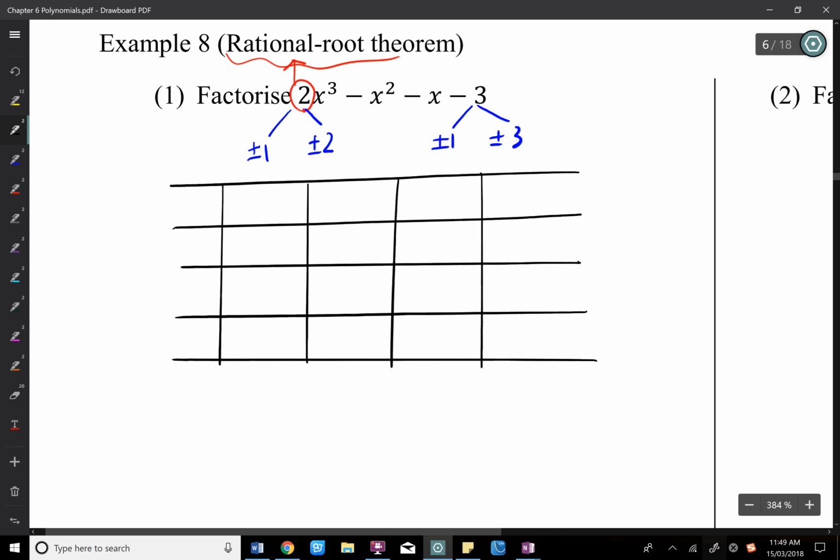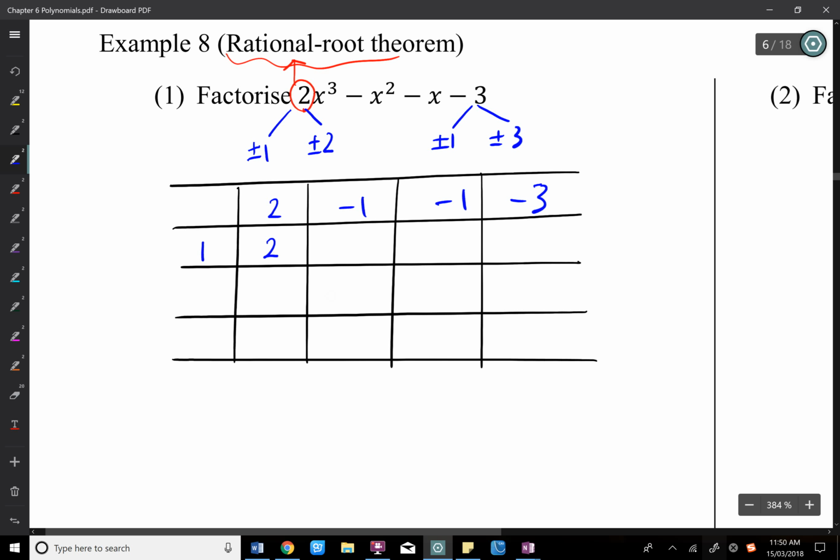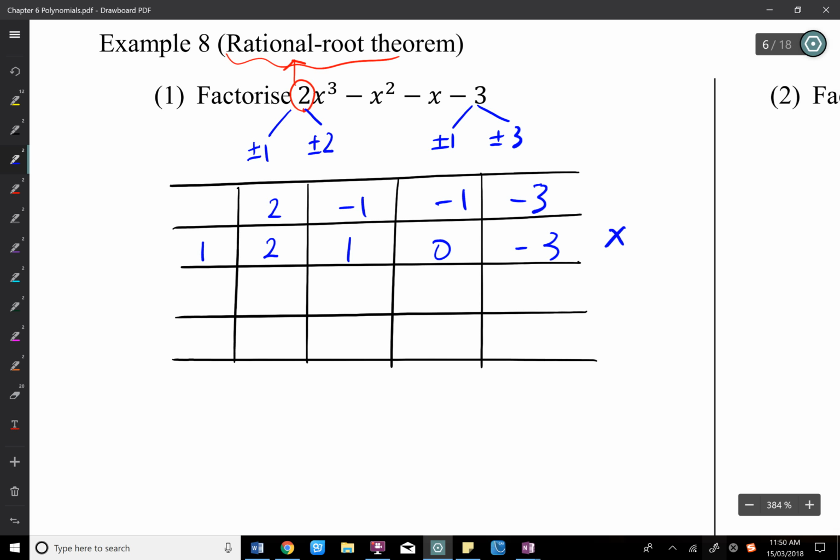Okay, so what we need to put down as coefficients is 2, minus 1, minus 1 and minus 3 here. If I try 1, for example, 1 gives me 2. 2 minus 1 gives me 1. That's 1, that gives me 0, and that gives me minus 3. That doesn't work. If you try all of these 6 numbers, plus minus 1, plus minus 2, plus minus 3, none of them will work. So in this case, all the integers are not working.